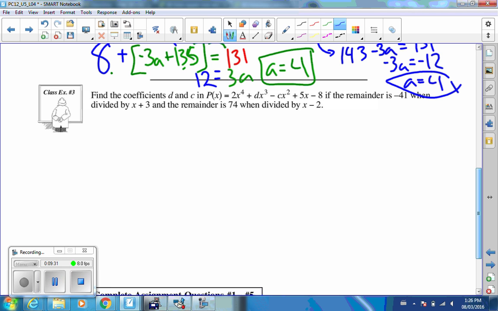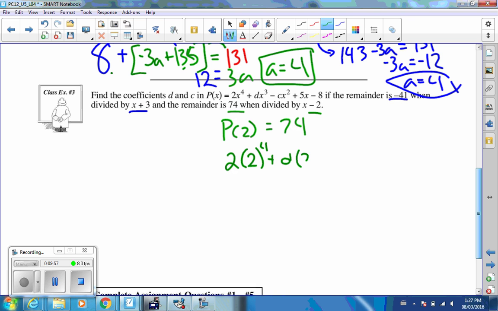Okay, anyhow, they've just given us two pieces of information. The blue, the x plus 3, gives this remainder. And the green gives me that remainder. So now I get two equations. P at 2 equals 74. Or 2 to the 4th plus d times 2 cubed minus c times 2 squared plus 5 times 2 minus 8 equals 74.